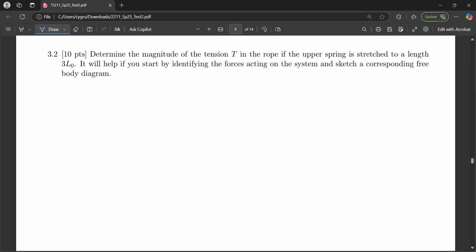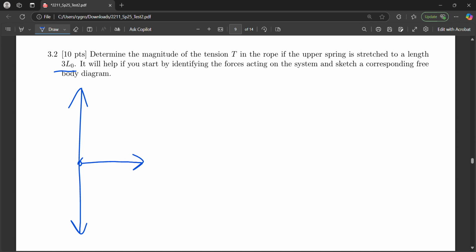Next, we're going to determine the magnitude of tension T in the rope if the upper spring is stretched to a length of 3 L0. First off, I would like to draw a free body diagram. I know it recommends to do it as well. So we're going to draw one here. It's going to be our body.